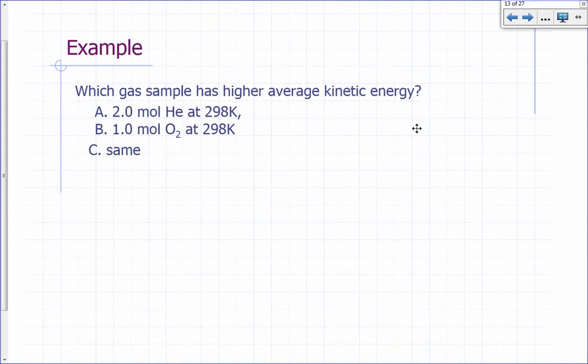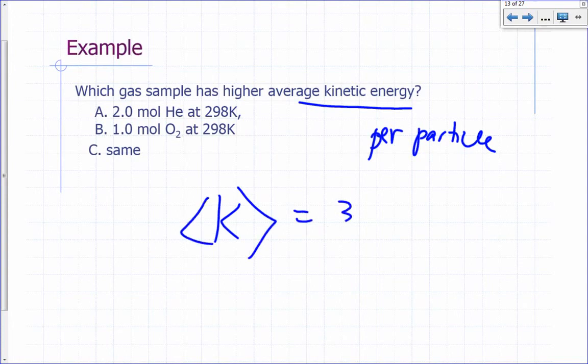All right. Which sample has a higher average kinetic energy? 2 moles of helium at 298 Kelvin, or a mole of O2 at 298 Kelvin. So you're talking about average, so that means on a per atom or per molecule basis. So this is on a per particle basis. So average translational kinetic energy will just be 3 halves kT. It doesn't matter how many you have, you can ignore how many moles you have, right? Talking about an average, you just divide by however many you have. So ignore how many moles you have.